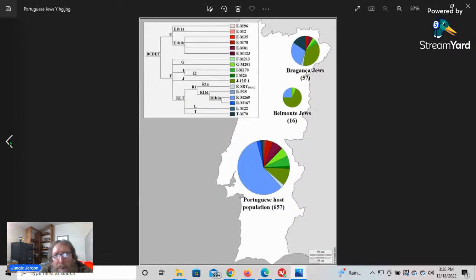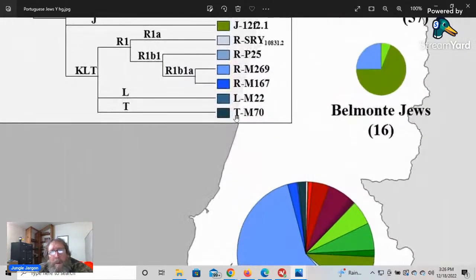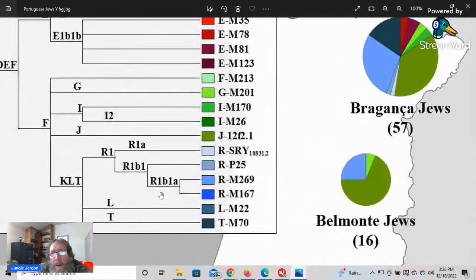Okay, this is Portuguese. Here's the T. Here's the T right here of the Portuguese Bragança Jews, which are not the Belmonte Jews. The Belmonte Jews seem to be almost strictly Judaic, like 2/3 of the population is descended from Judah directly. The other part would be an R1b. It's an R1b of one kind or another.